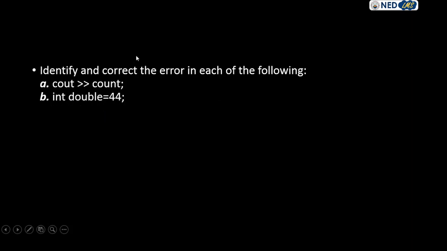Identify and correct the error in each of the following. In part A, cout will not use this input operator, it will use the output operator. So whatever is here should be outputted to the console output, so this thing is wrong. Integer double equals to 44: once again, double is a reserved keyword. You can just use any other name, x equals to 44. You cannot use a reserved keyword as a variable name.